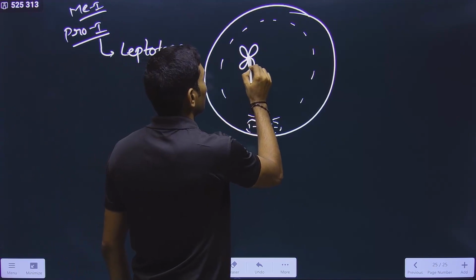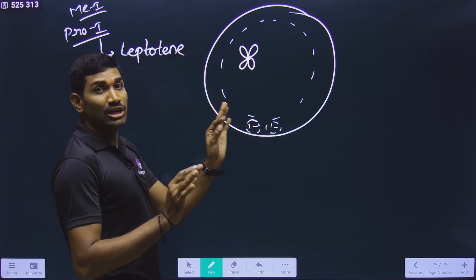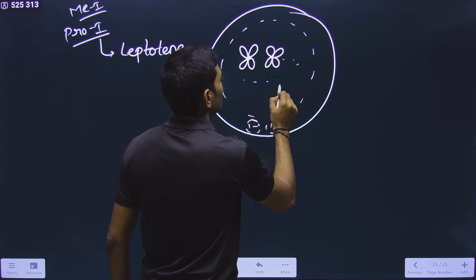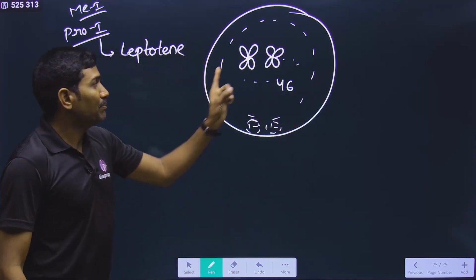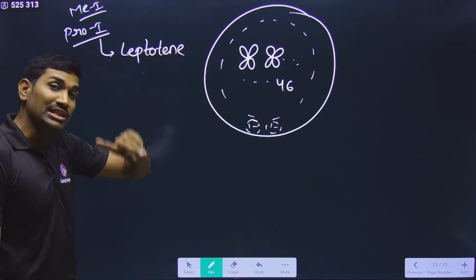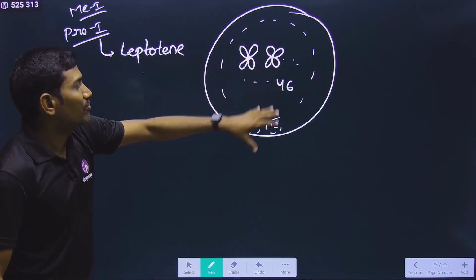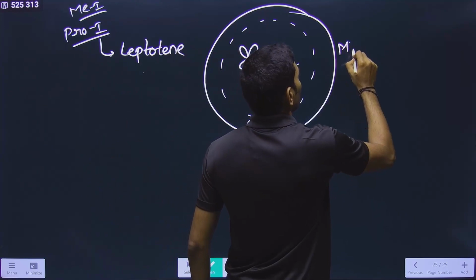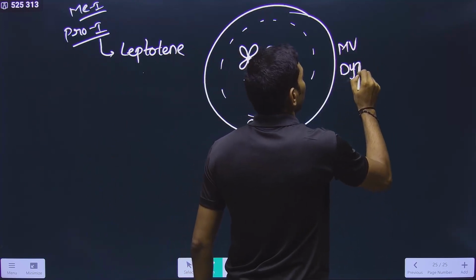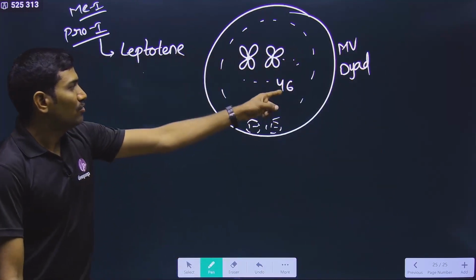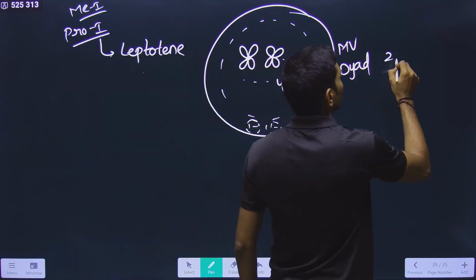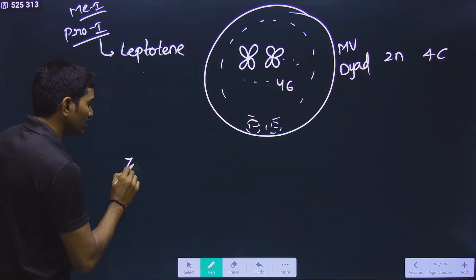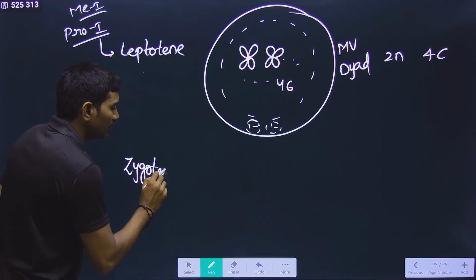So these are individual. Please remember, here all the 46 are present individually like this. Don't make any pairs here because this is leptotene. In zygotene they will undergo pairing. You can start visualizing them under the microscope. These are monovalent but dyad chromosomes. Clear? 46 chromosomes are present, so it is 2n, and the C value is 4C. This is for leptotene. Then we are going with zygotene.